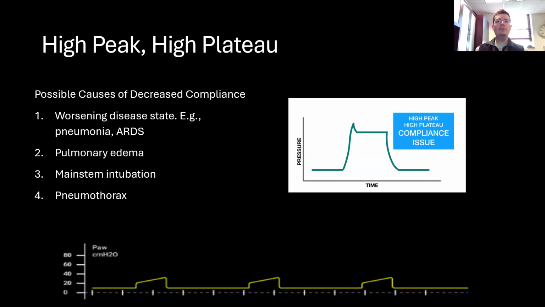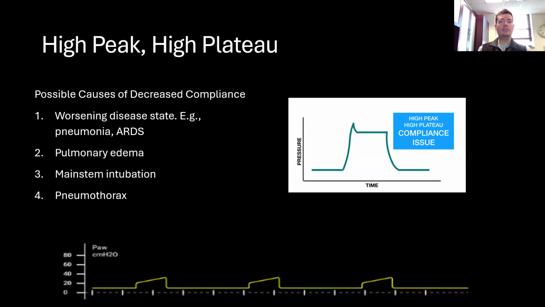And here you want to use your exam to guide your attempts to resolve this alarm and the elevated pressures. Another couple of causes can be main stem intubation or pneumothorax, and this will cause elevated pressures because you're essentially trying to ventilate one lung with the volume intended for two. So take a listen to your patient's lungs, consider getting a chest x-ray.